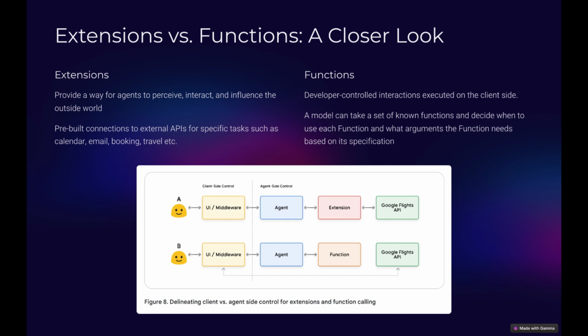What about functions then? How do those differ in practice? Well, functions offer more flexibility and control for developers. Remember, they are executed on the client side, which means they can access and manipulate data or systems that are external to the agent's own environment. Can you give me a concrete example of that? I'm still a bit fuzzy on the distinction between extensions and functions.